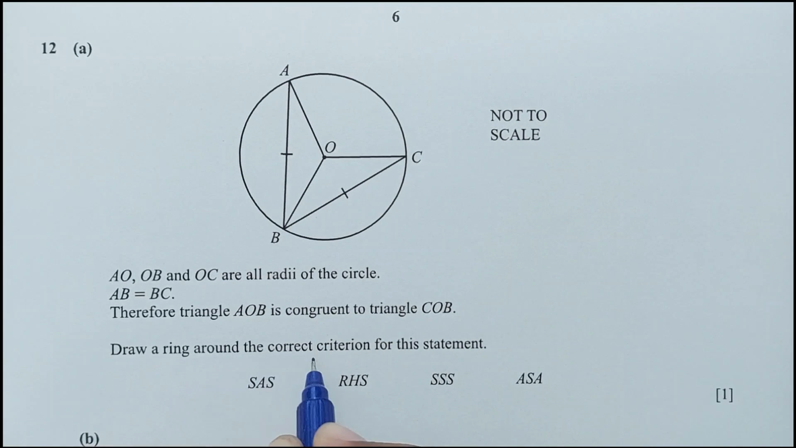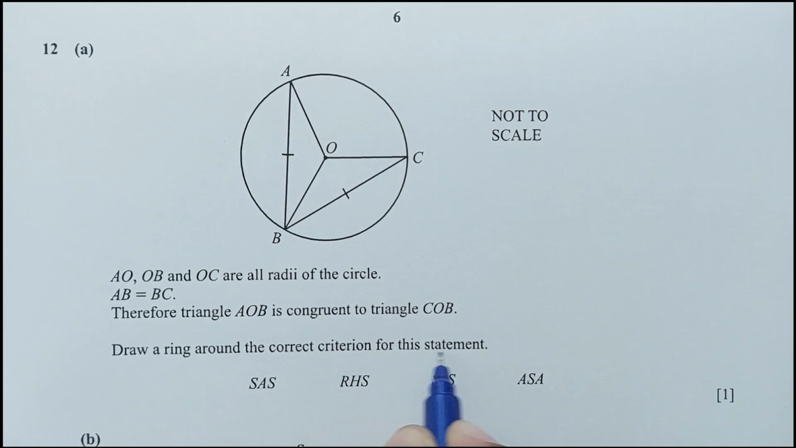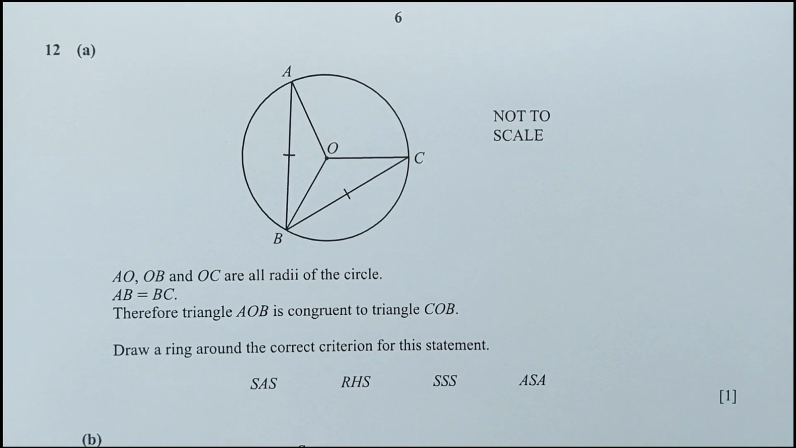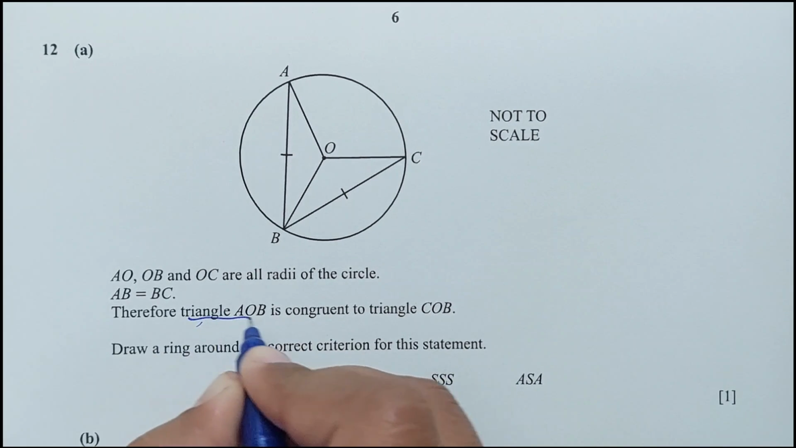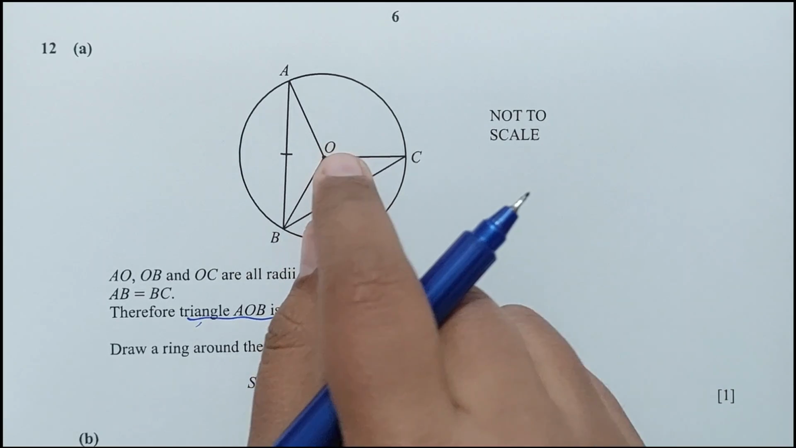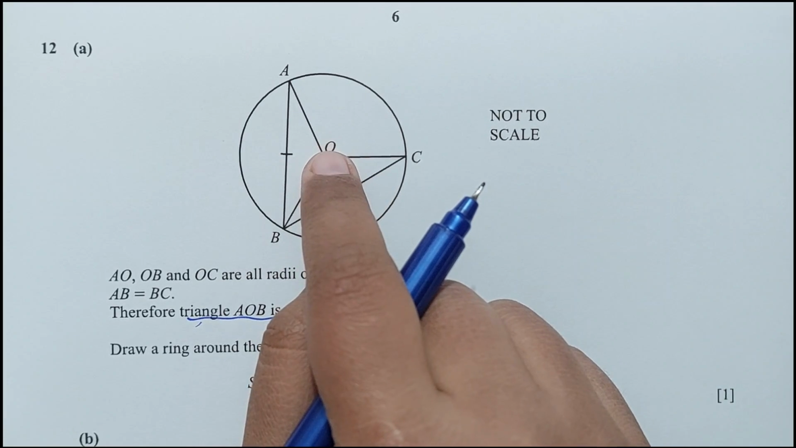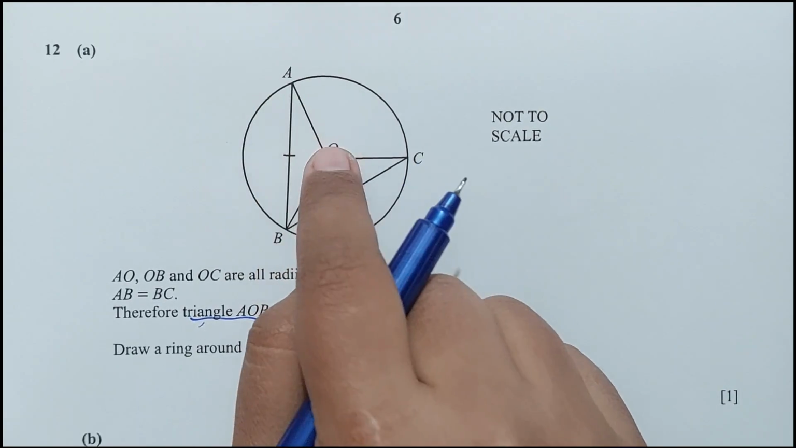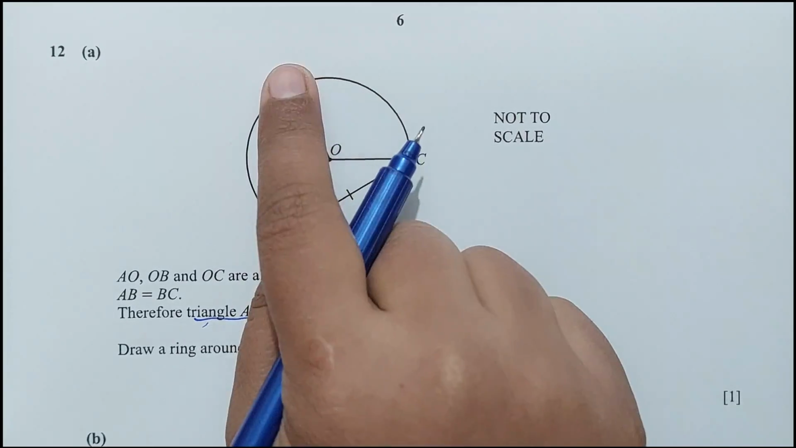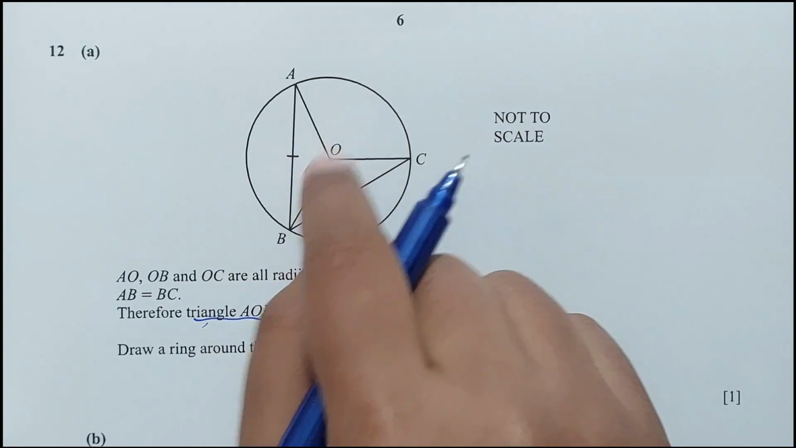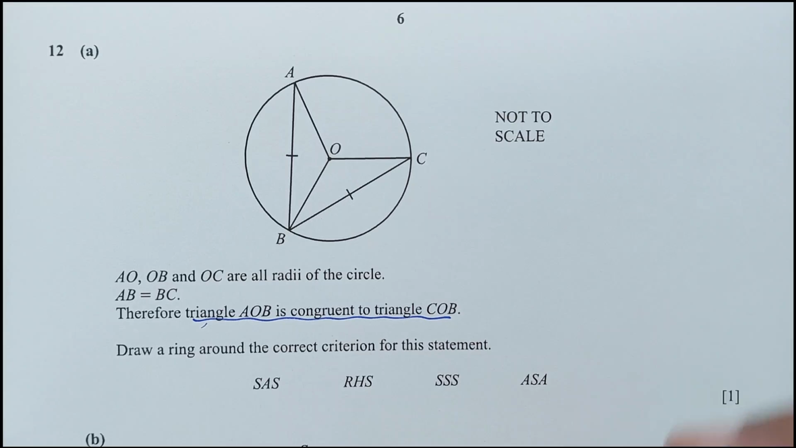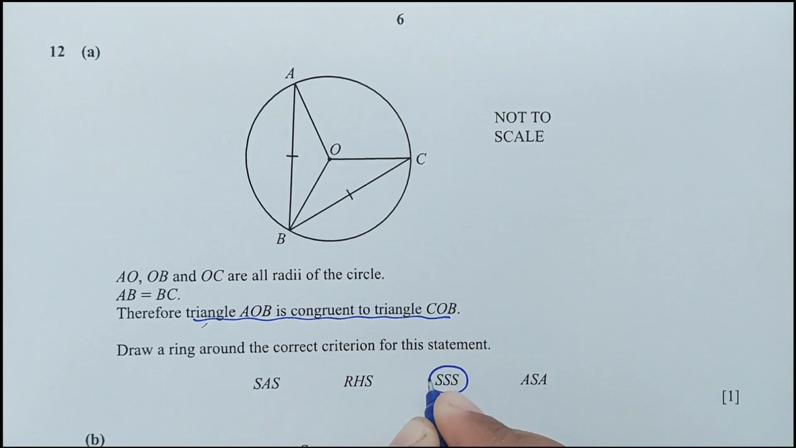Draw a ring around the correct criteria of this statement. Two triangles are congruent. So what is the criteria? For this we know that OA and OC are the same, AB and BC are the same, and OB is common. So all three sides. So the criteria is side, side, side.